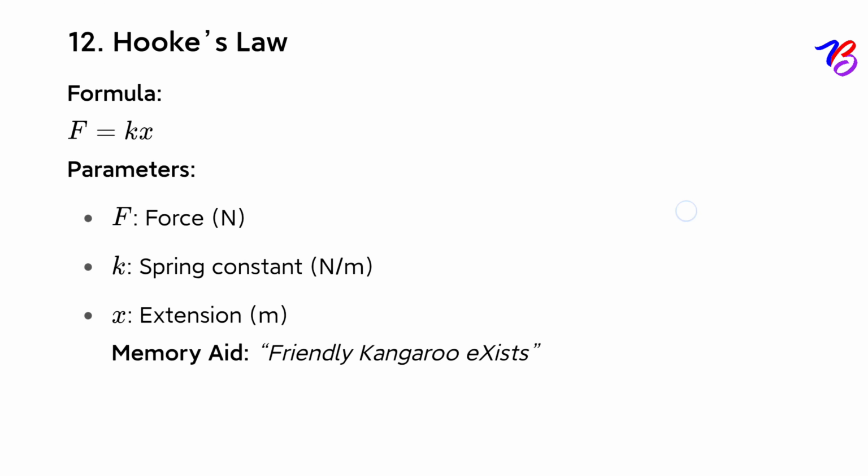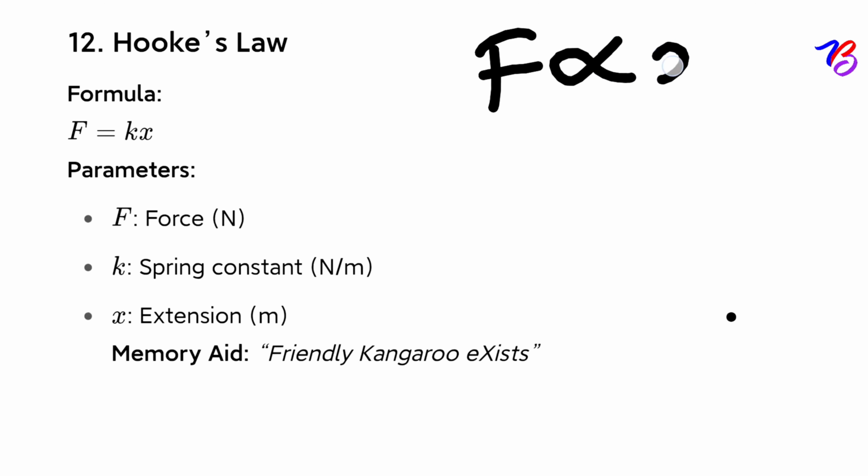Number 12, Hooke's law. Our formula is F is equal to KE, because F is directly proportional to our X. Now, our F is given in Newton, our K is our spring constant in Newton per meter, and X is the extension in meters, which gives you length. Are we together? With these, you should be able to have an idea of this particular formula. Friendly kangaroo exists.